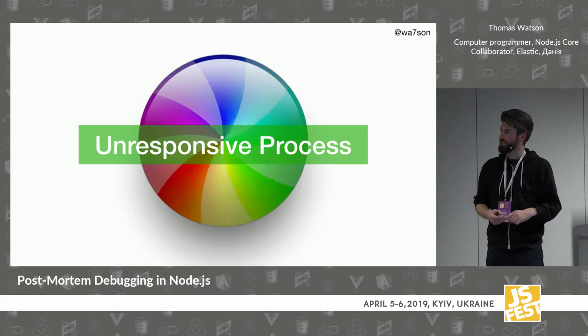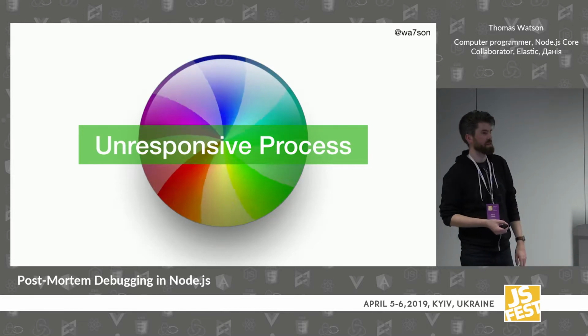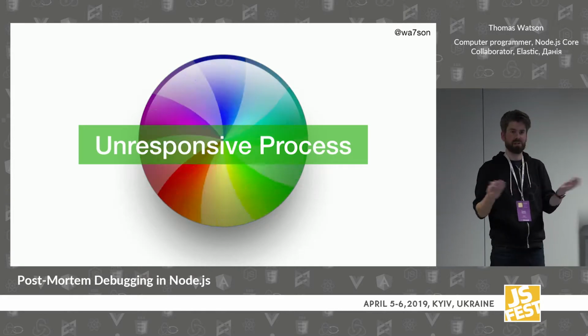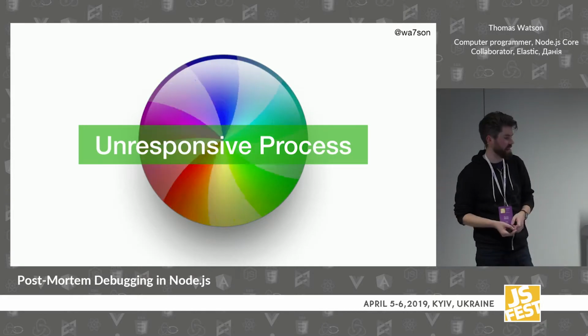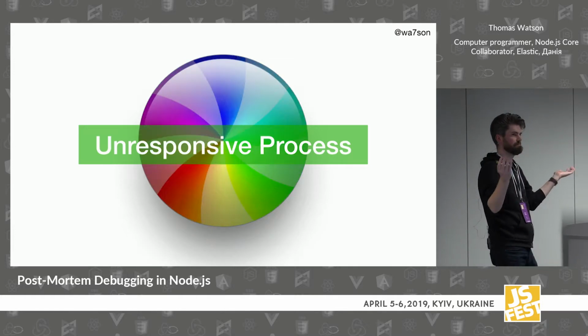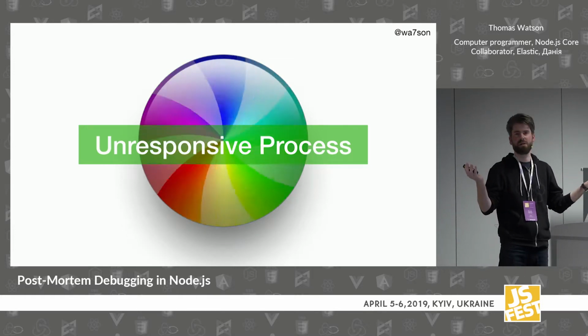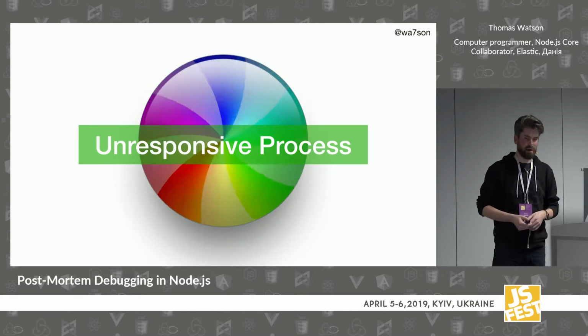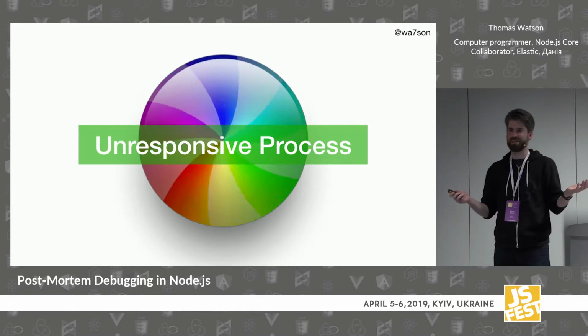So the next thing where core dumps are super useful is if you have a process that's just hanging, and you don't know why it's hanging. Suddenly, it just stops responding to requests or something like that. And the only thing you normally do is terminate it, start it again, and hope it doesn't happen again. But that's not really the right solution.